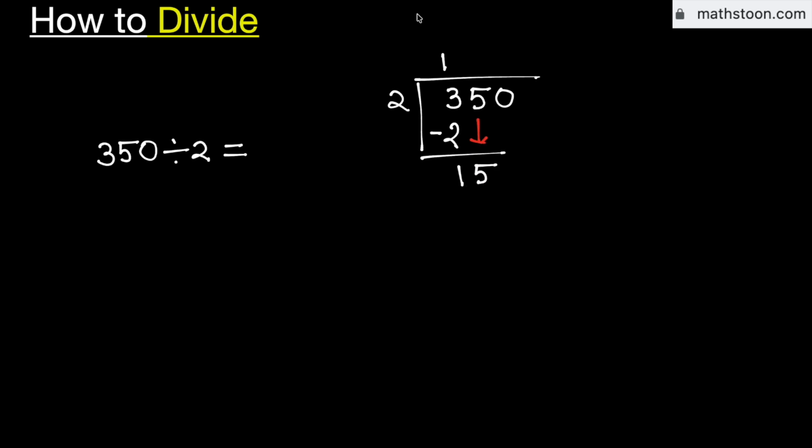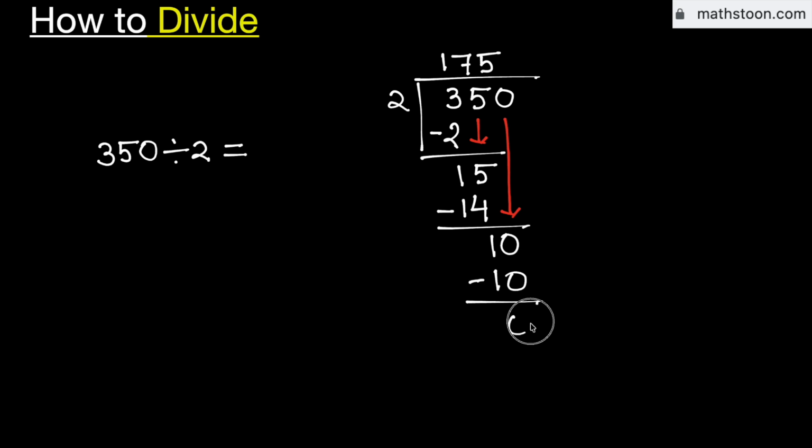And we know that 2 times 7 is equal to 14. Subtract, we get 1. Now this 1 is less than 2. That is why we need to bring down this adjacent 0 here. And we know that 2 times 5 is equal to 10.